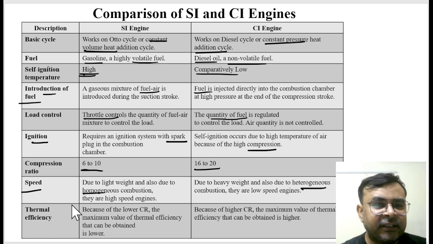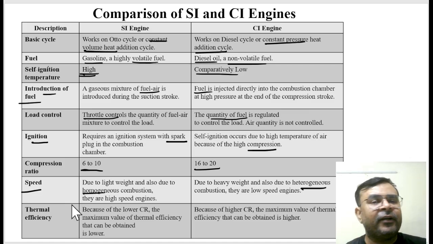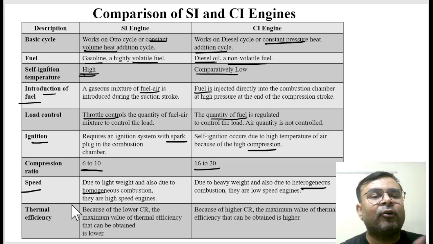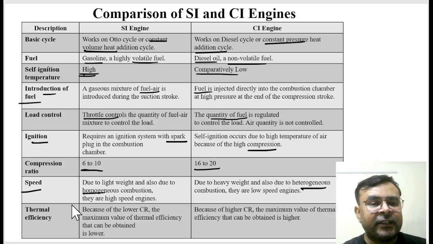But in a CI engine, only air enters the cylinder and it is compressed. After that, separate fuel is supplied. Therefore, a homogeneous mixture of fuel and air is not possible. That's why here we get heterogeneous combustion. Because of this heterogeneous combustion, the CI engine produces more sound and more vibration. That's why this is suitable for a low speed engine.